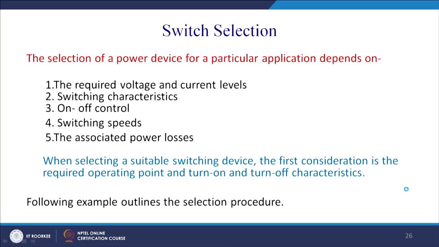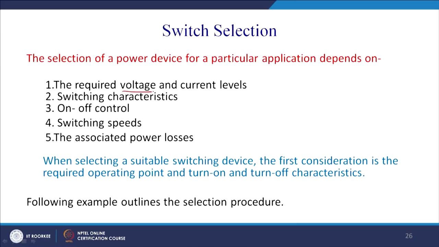Now, switching selection is quite important. In the previous class I showed the different voltage and power levels and which devices you will choose. Here also this is quite important. While selecting a switch, we require the voltage and current levels. There is a safe zone of operation that will be prescribed in your data sheet.